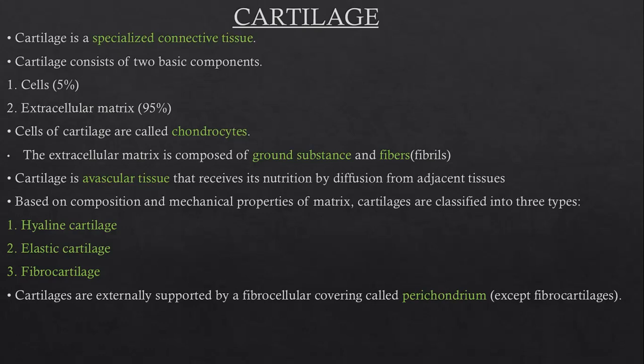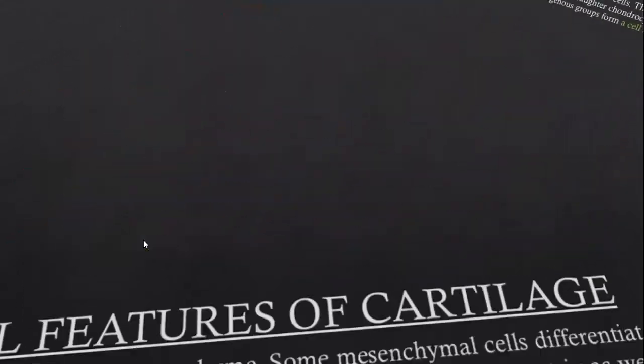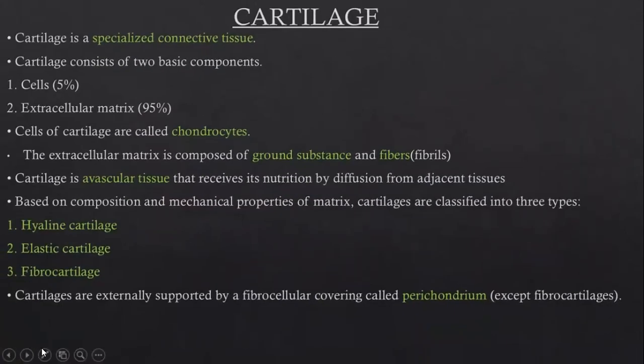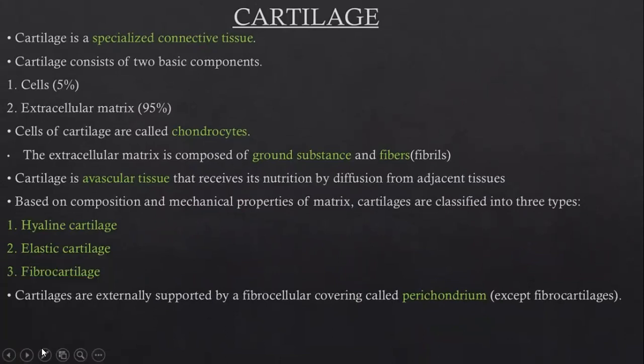Now, based on the composition and the mechanical properties of the matrix, cartilage can be classified into three broad categories. Namely, let me take my, I don't know why, sorry for that. Okay, why are you running away? Okay, I wanted to take a pointer. I don't know why there.